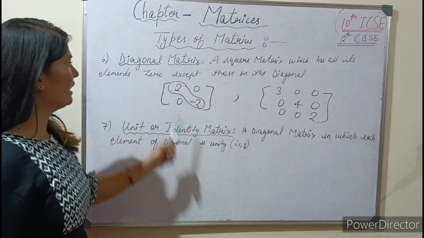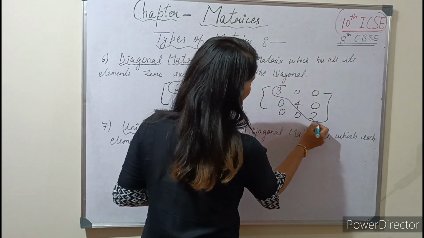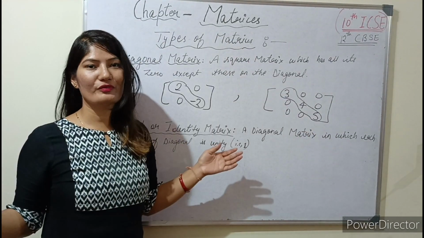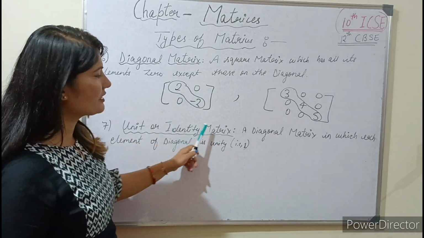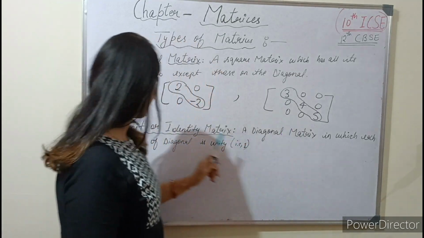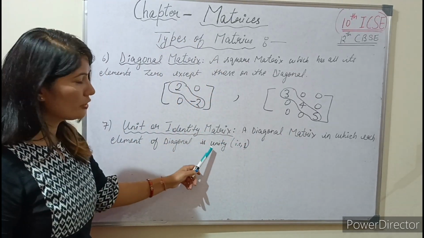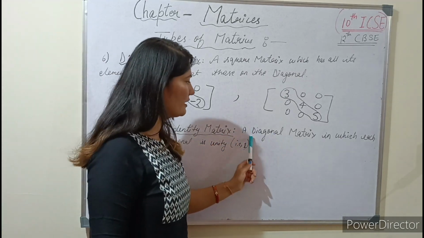So this is again a diagonal matrix, because here you will see these are the elements of the diagonal. Now moving to the last type of matrix, that is the unit or identity matrix. Here, a diagonal matrix in which each element of the diagonal is unity. So this statement is as a diagonal matrix.